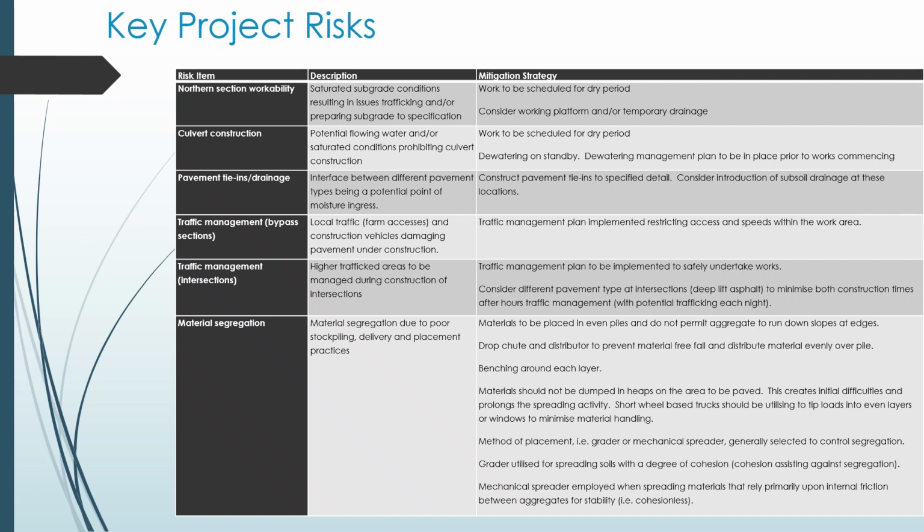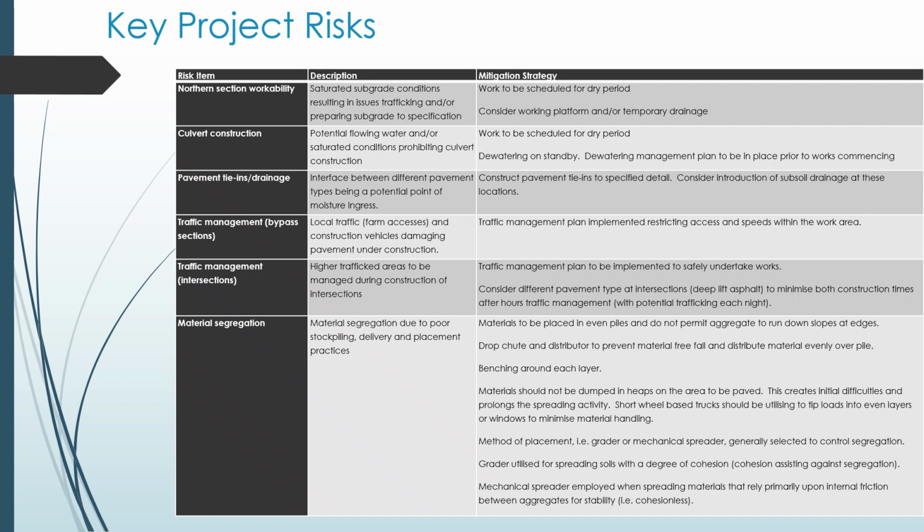The culvert construction, so the culvert over the Black River in the northern section, again potentially has flowing water and or saturated conditions, being in the low-lying area of a watercourse. So again, be looking at scheduling the works for a dry period, and also having a dewatering management plan in place should dewatering be required.